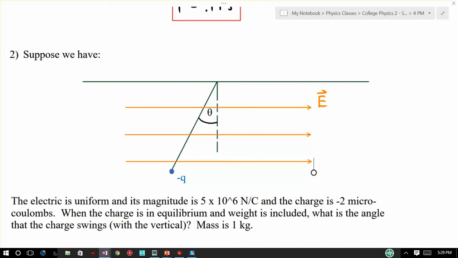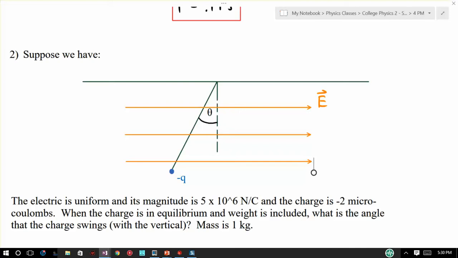And it'll swing up to some angle, which is theta. That's what I call here, theta. So the question is, what is that angle? That's what we're going to ask, right? What is that angle? We're including the weight, right? So normally you just include the weight, unless I say ignore it. But because in the last example we ignored the weight, I just want to make sure that we include it this time. So I say include the weight.